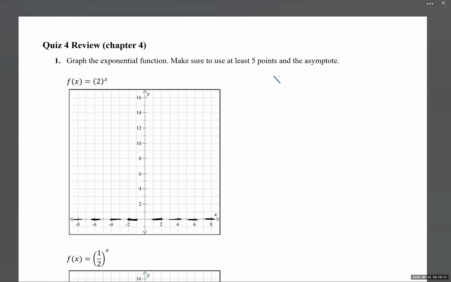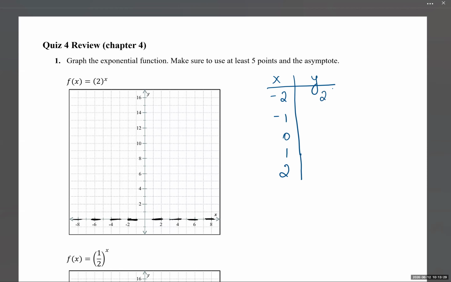If you don't remember what the function looks like, you'll have to make a table of x, y values. Generally, we put in -2, -1, 0, 1, and 2 as our points for x, and then plug them into the y and figure out what the y coordinate is.